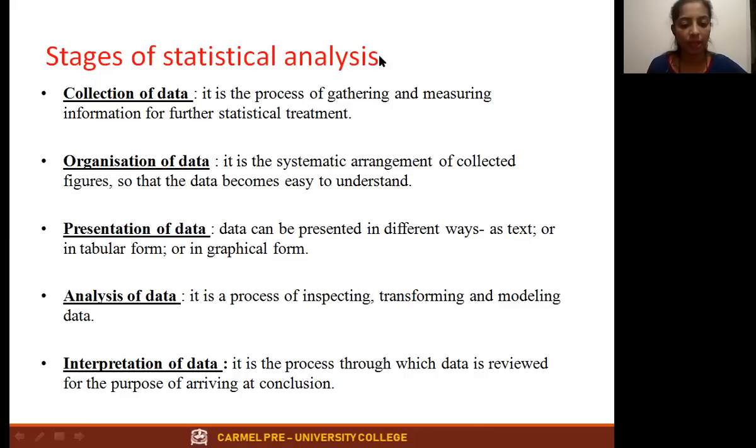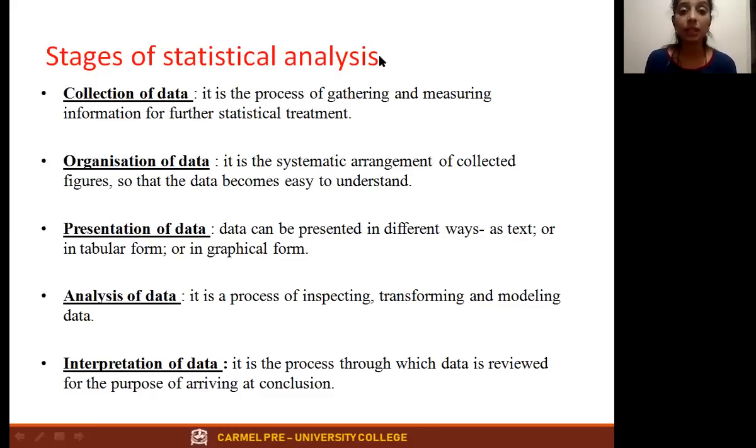Then next is presentation of data. How do you present the organized data? The data can be presented in different ways: in textual form, tabular form, or graphical form. Text means it is in words. Table form means it is in rows and columns, and with the help of rows and columns we write the data, the numbers.